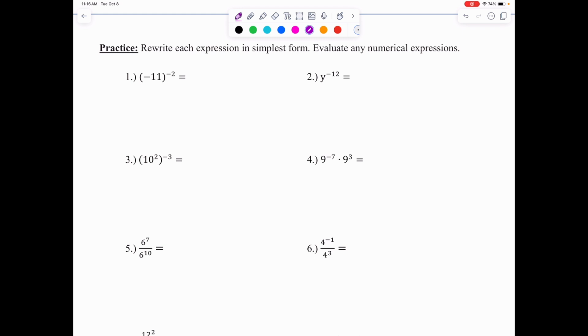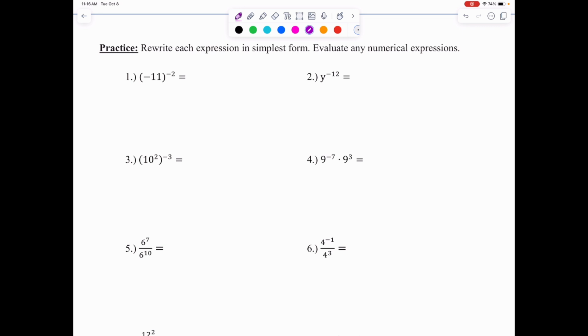So to recap quickly, when you're multiplying, you add your exponents and keep the base. That means when you're dividing, you keep the base and subtract your exponents. Power to a power, you multiply. Anything to the 0 power is 1. And now you know what to do with negative exponents.